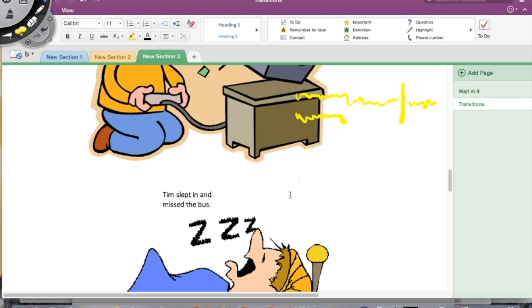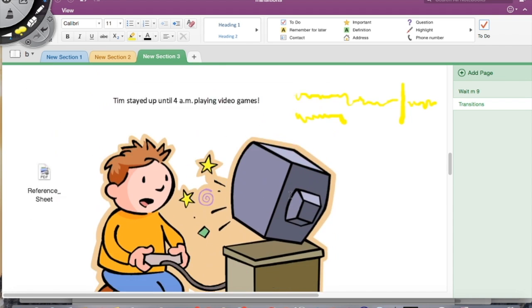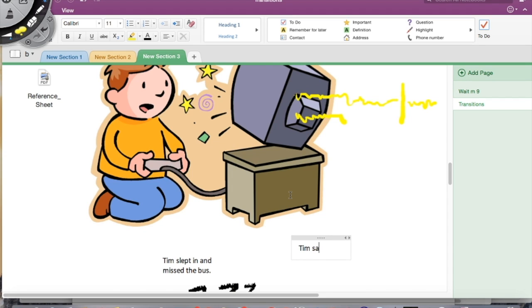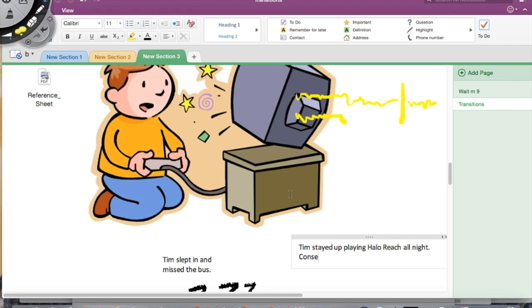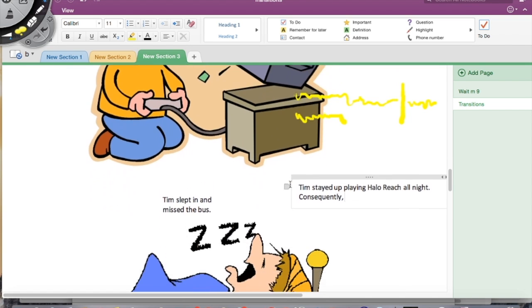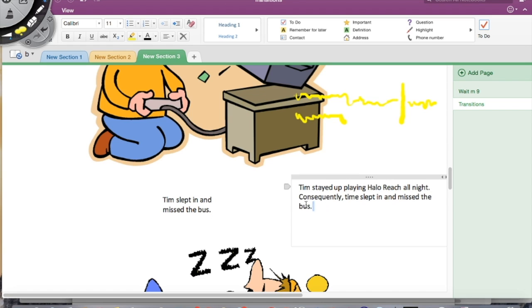Let's see if we can type this in. So, what's the first one say? Tim stayed up playing Halo. Is it Halo Reach? I know there's a new one. All night. Let's make this sentence a little more fun. So, consequently, hopefully I spell this right. Consequently, Tim slept in and missed the bus.